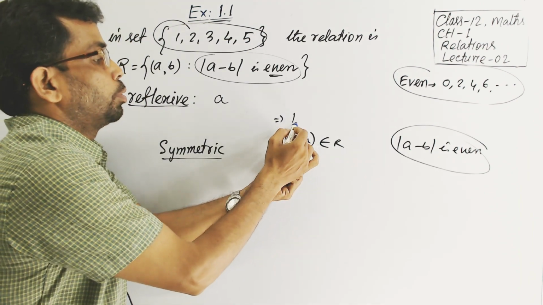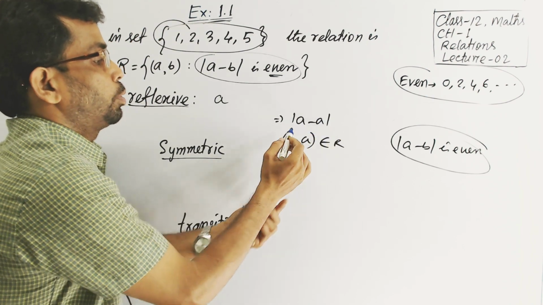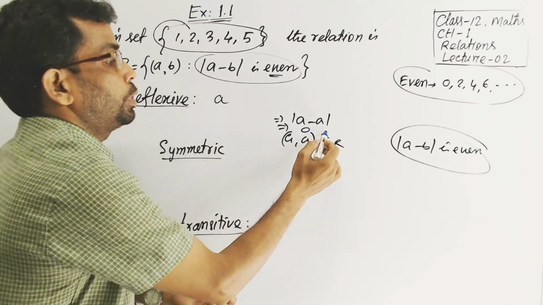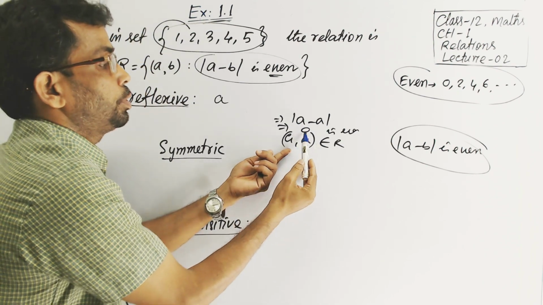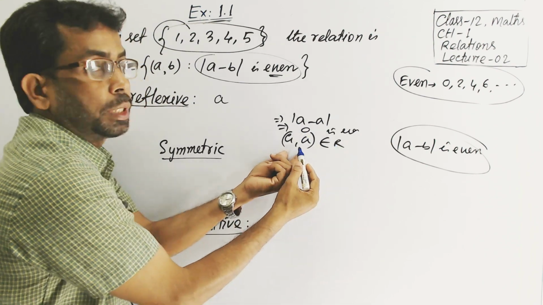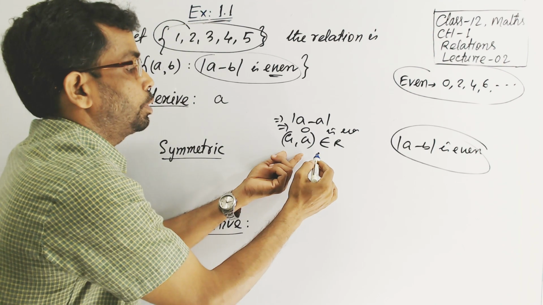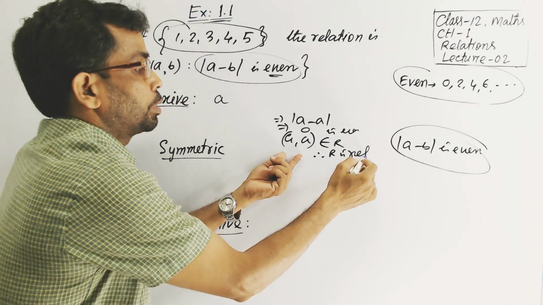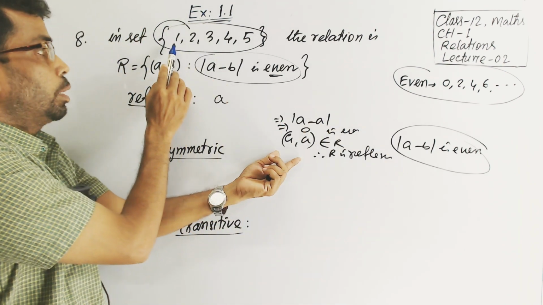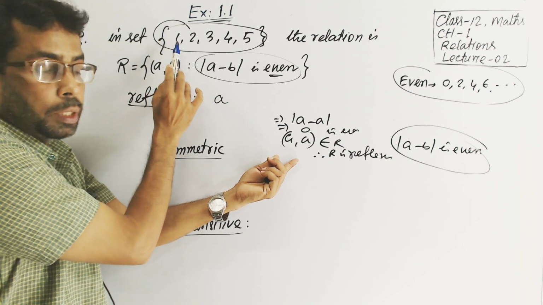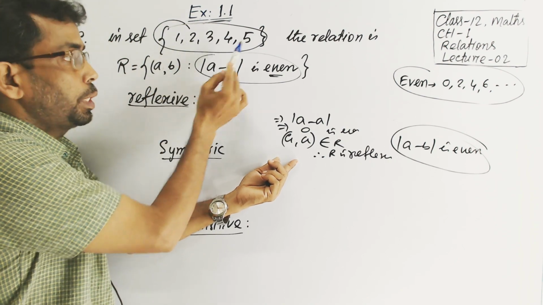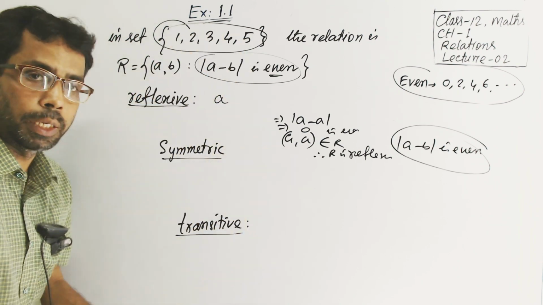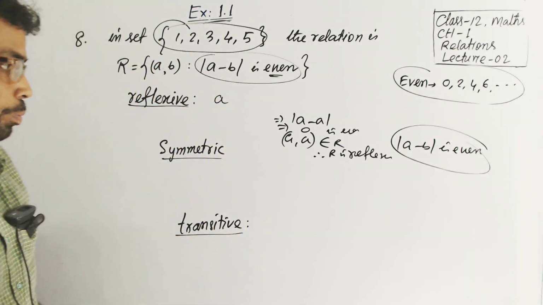So it is modulus of A minus A, and modulus of A minus A is 0. 0 is even. So modulus of A minus A is 0, which is even, and hence A with A itself, the pair is in the relation. So the relation is reflexive. Like 1 minus 1 is 0, so 1 is related to 1. 2 minus 2 modulus is 0, 0 is also even, so 2 is related to 2, and so on. All the elements are related to themselves.